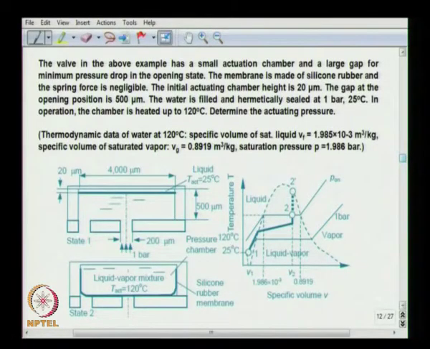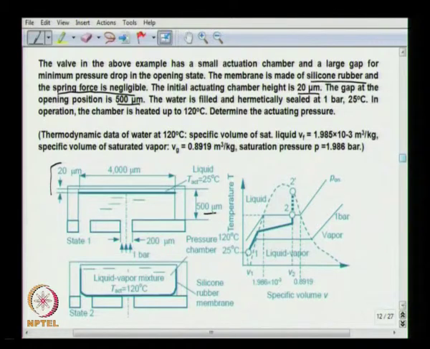This is the example, the valve that we have seen in the pneumatic microvalve example. It has a small actuation chamber and a large gap for minimum pressure drop in the opening state, and the membrane is made of silicon rubber, and the spring force is negligible. The initial actuating chamber height is 20 micron. Okay, so that is the actuating membrane height initially, as you can see here. The gap at the opening position is 500 micron. So, this is the gap.